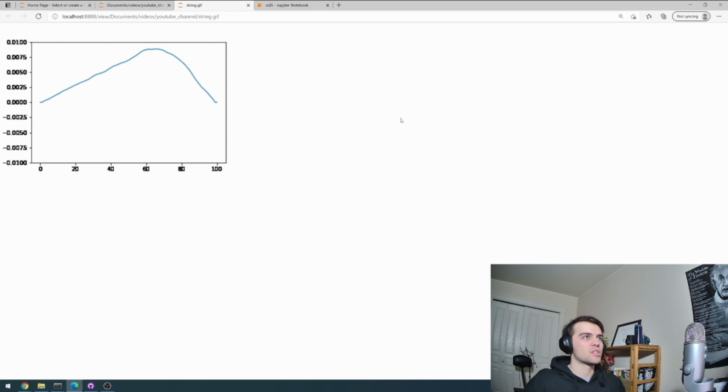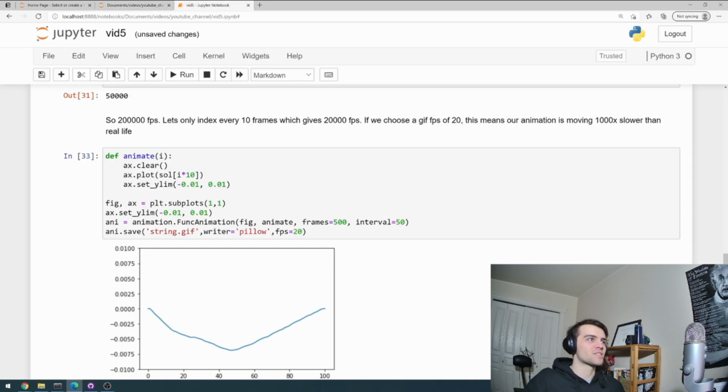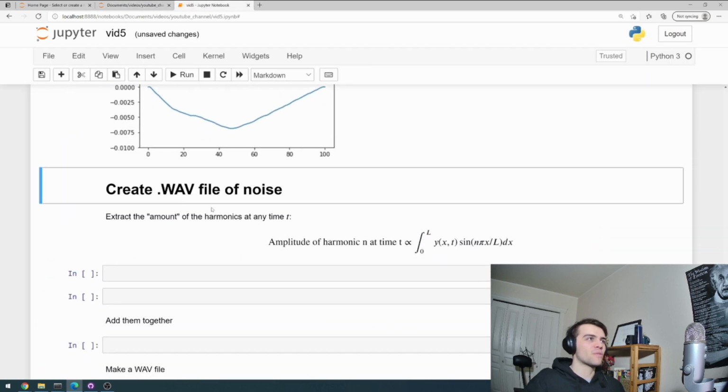And remember that it would be stretched way out in x. It wouldn't be like this. But anyways, it's sort of cool. But the cool part of this video isn't so much the animation, but making an audio file out of this. I want to hear what this sounds like, not what it looks like, right? That's the whole point of this. Let's create a wave file of the noise.